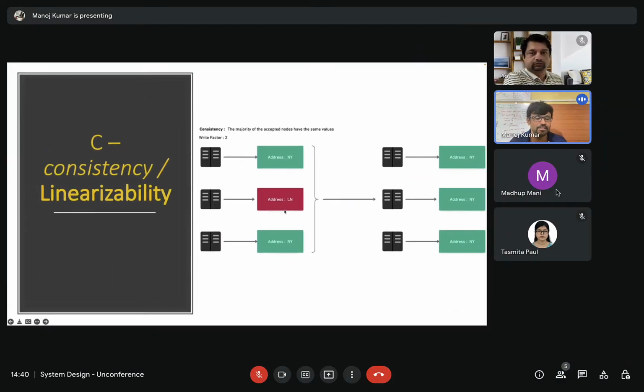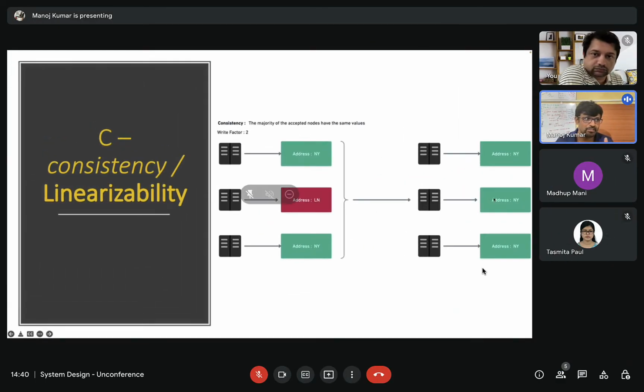At a later point, the node which is in red can get synced up. Once it gets synced up, the data becomes consistent everywhere. But in a distributed system, we give a factor and if that factor is met, then we tell it is consistent. Linearizability is something which I would speak about in the upcoming slide.